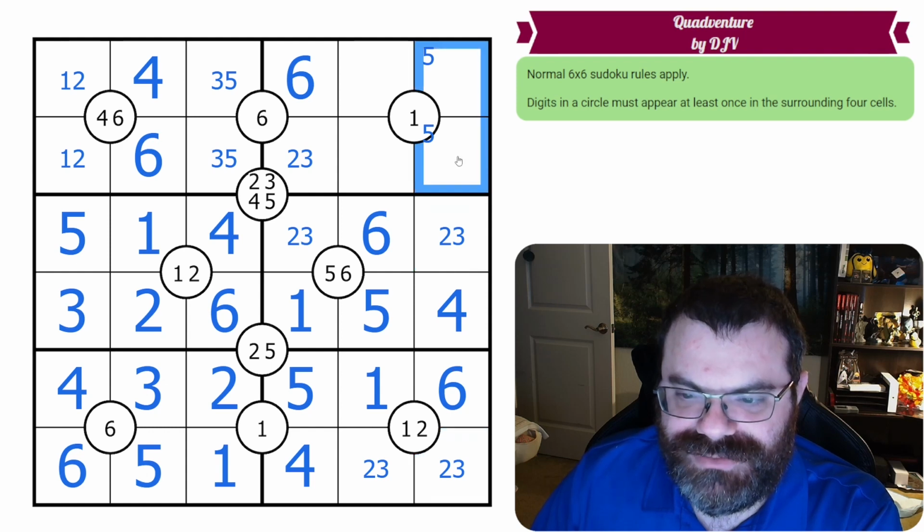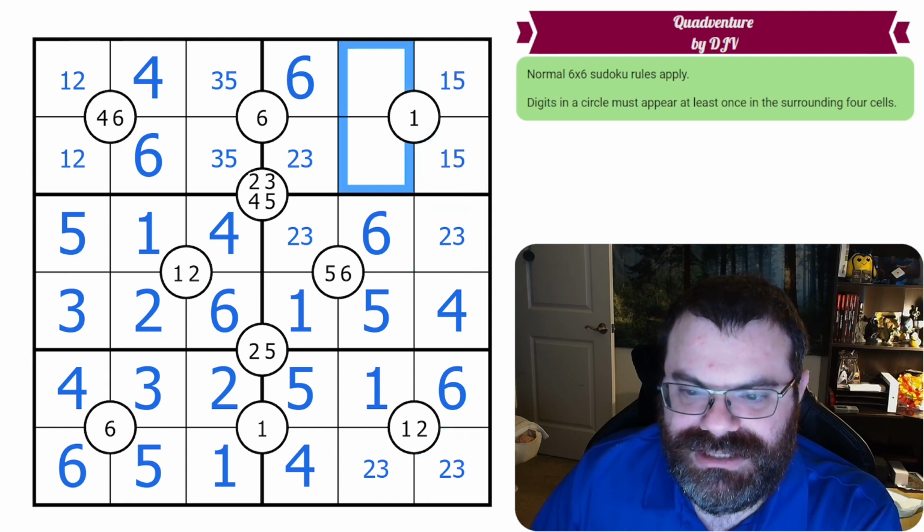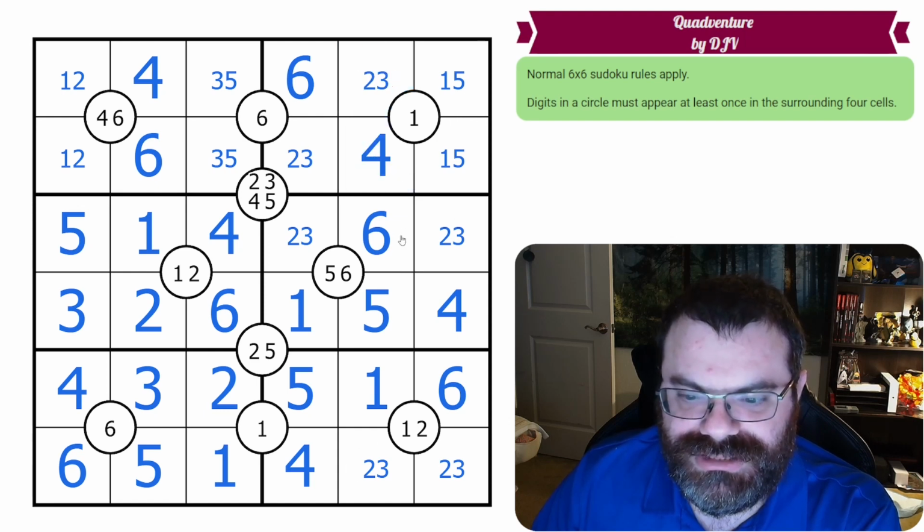So this should be a pair. This is 1, 5. And this is a triple. This is the other 2, 3 and a 4. So the 4 goes here. Okay, what am I missing?